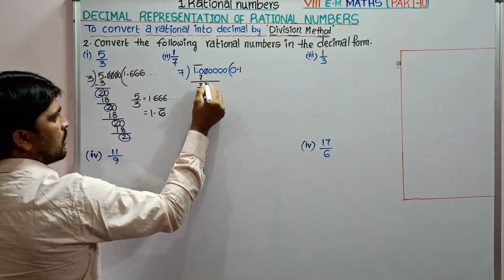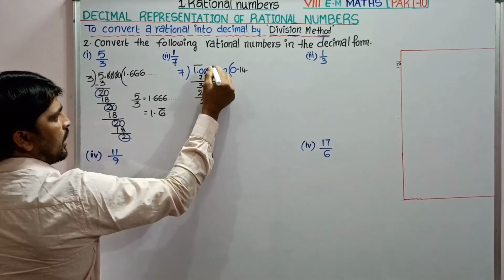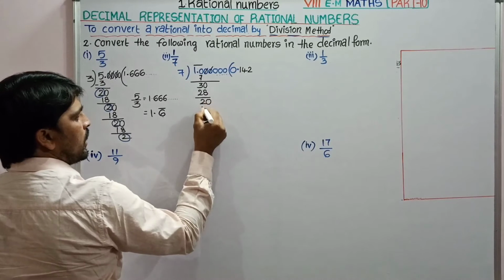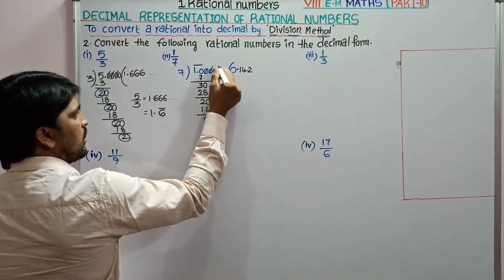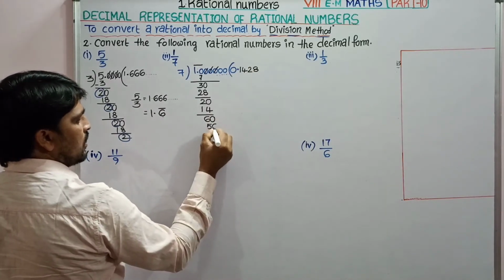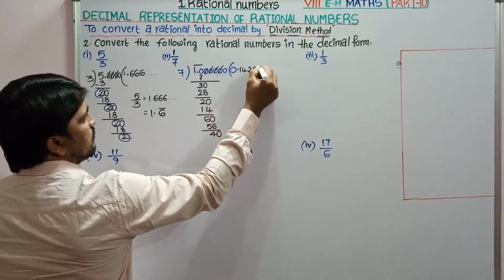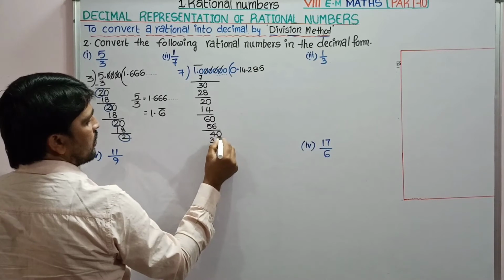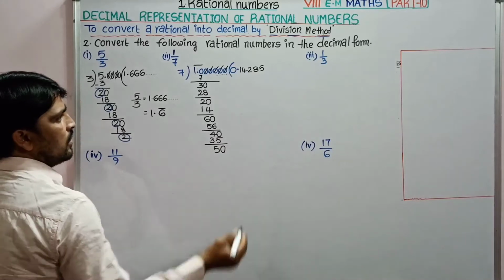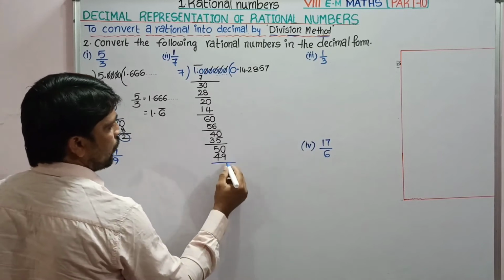Again drop this 0. 30. 7 fours are 28. Remainder is 2. Again drop this 0. We get a new dividend of 20. 7 twos are 14. Remainder is 6. Again drop this 0. The new dividend becomes 60. 7 eights are 56. Remainder is 4. Drop this 0. New dividend is 40. 7 fives are 35. Remainder is 5. Drop this 0. 7 sevens are 49. Now the remainder is again 1.